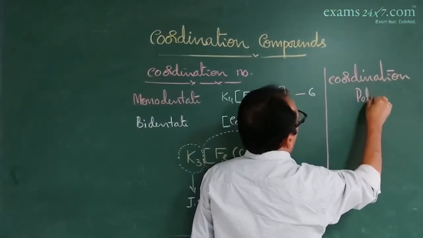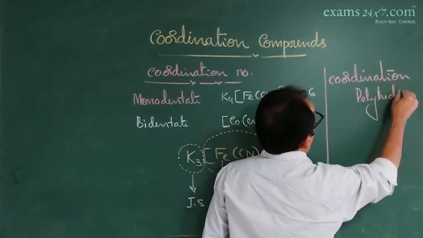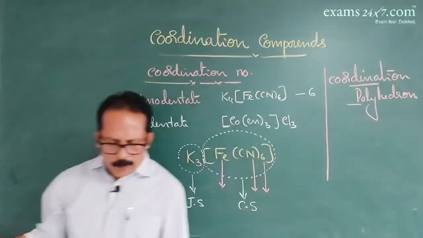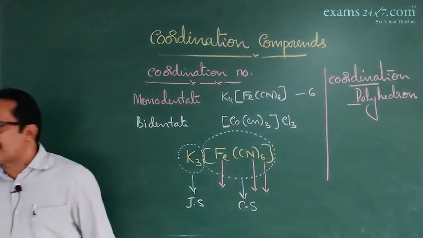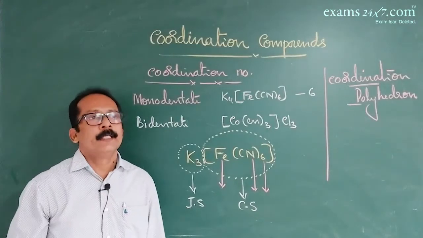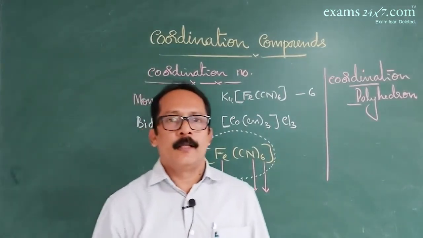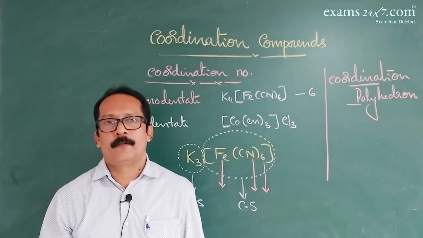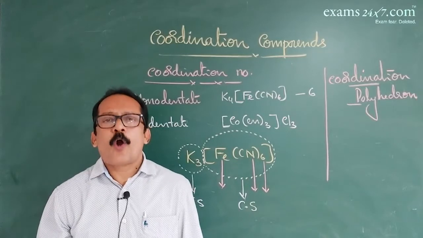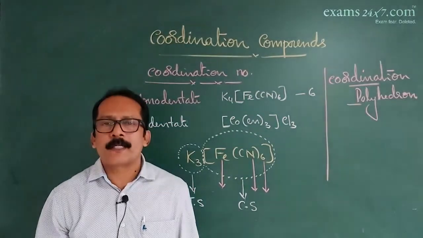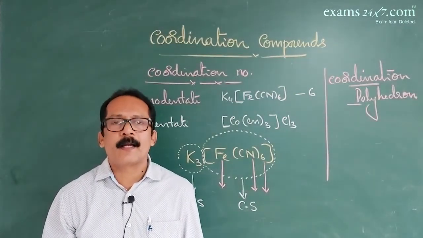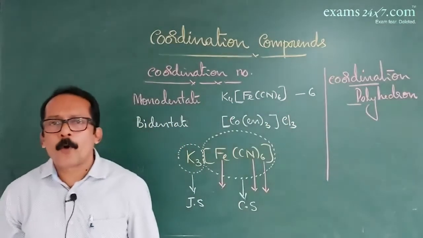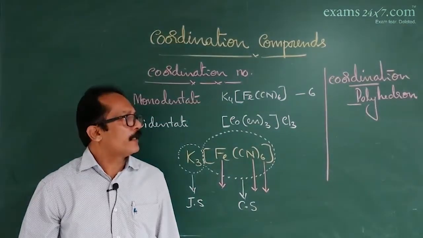Coordination polyhedron. The coordination polyhedron refers to the spatial arrangement of ligands around the central metal atom or metal ion that gives a definite geometry to the compound. The polyhedrons are octahedral, square planar, and tetrahedral. These are the common coordination polyhedra.